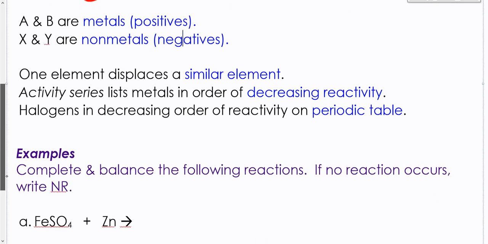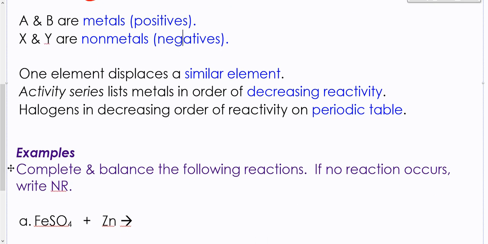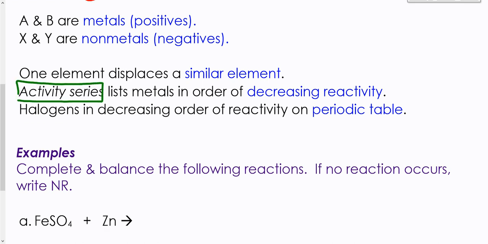So one element up there, like we just talked about, displaces a similar element. That means a metal replaces a metal, or a nonmetal replaces a nonmetal. And what we look at is called the activity series. We look at the activity series to determine if this is actually possible.